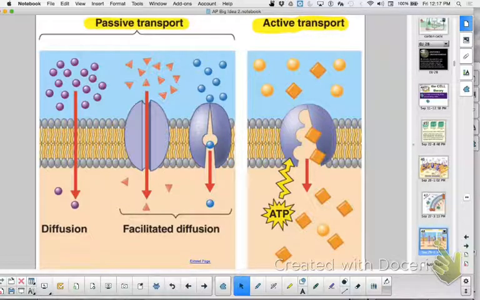You're using a protein. Okay, check with the person next to you and see if they are okay with everything so far. Got it?